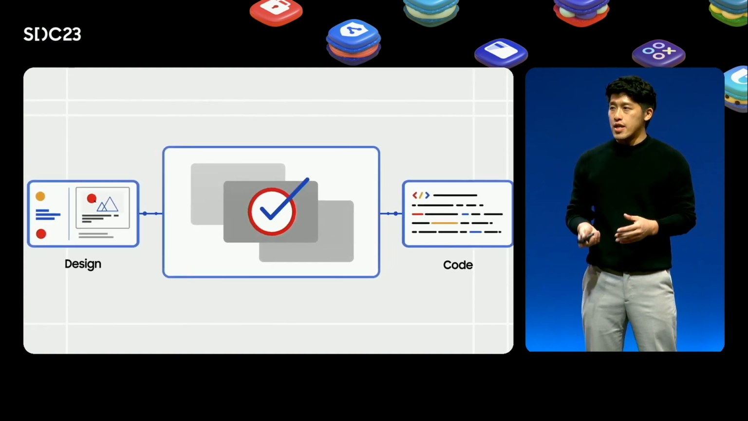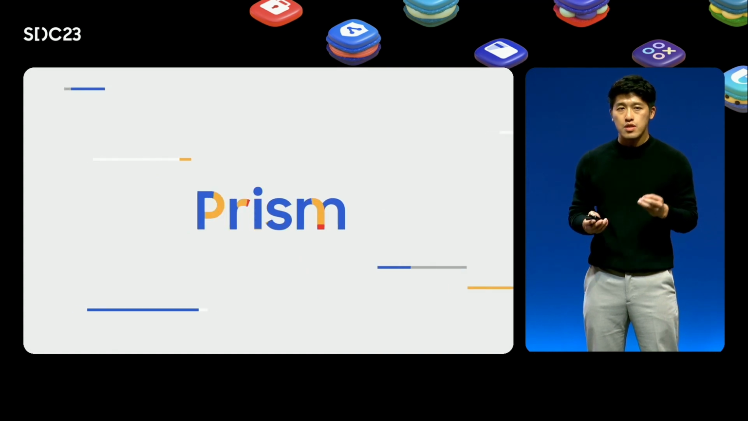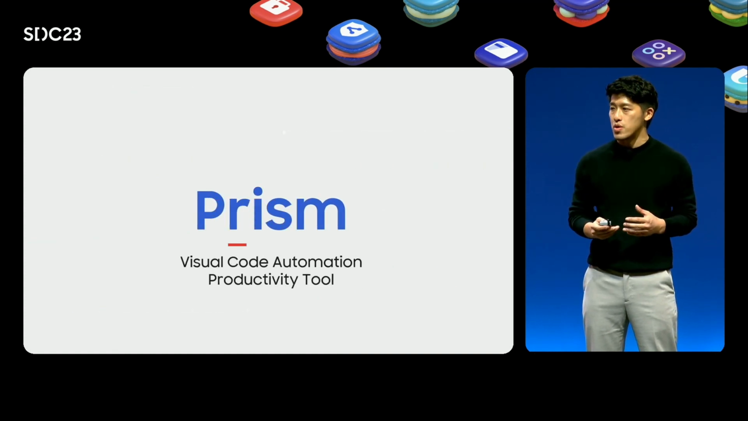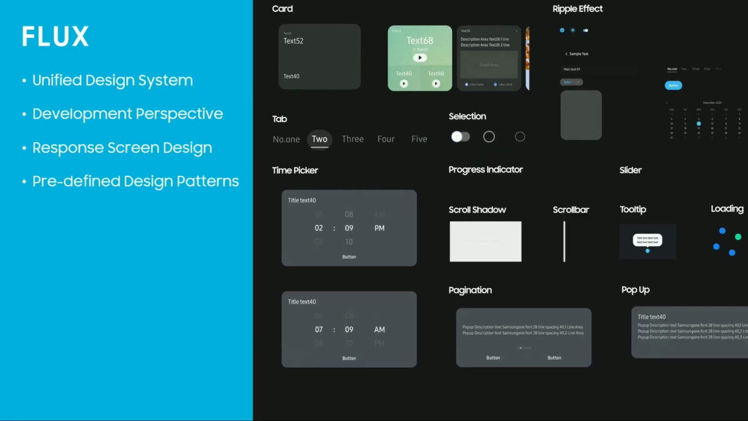To address these challenges, we developed Prism. Prism is a tool for automatic translation of design directly into product code. You might wonder, how does Prism achieve this? The answer can be found in FLUX.